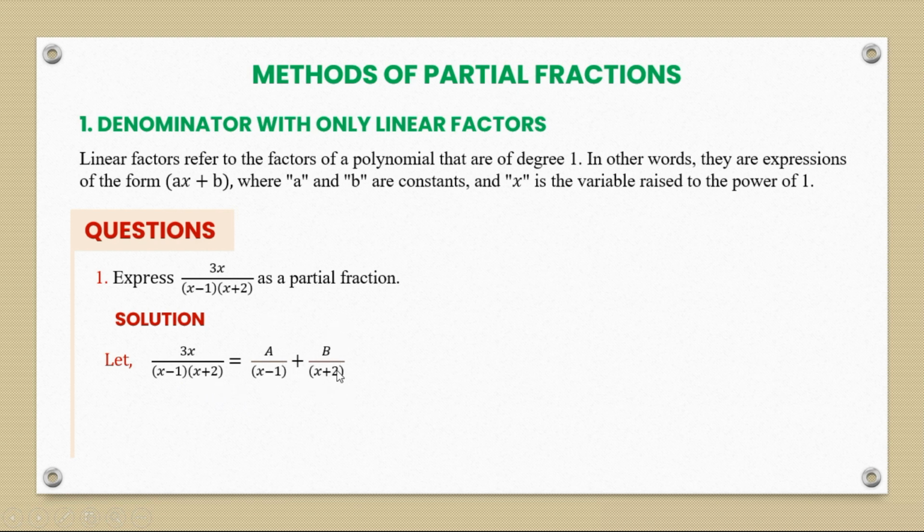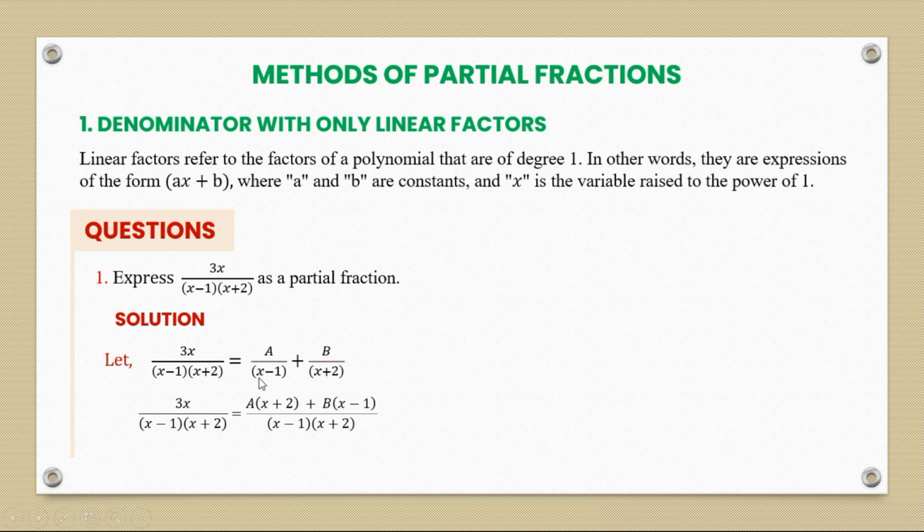Next we assign unknown constants to the numerators of the simpler fractions. So we've assigned an unknown constant A and an unknown constant B. The next step is to find the values of A and B, and once we know the values of those unknown constants, we have the partial fractions. So how are we going to do that?